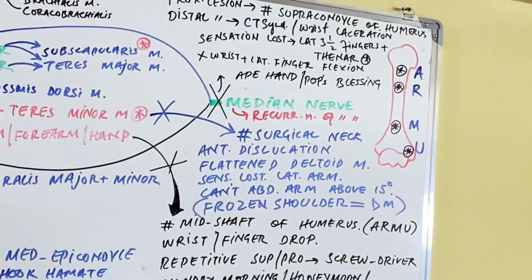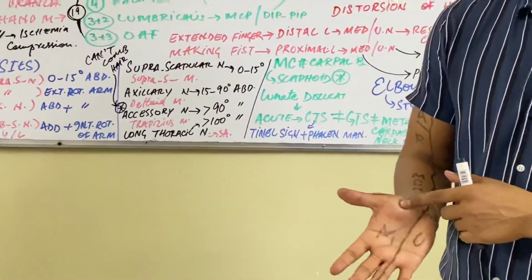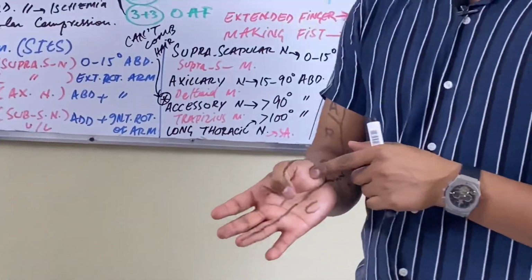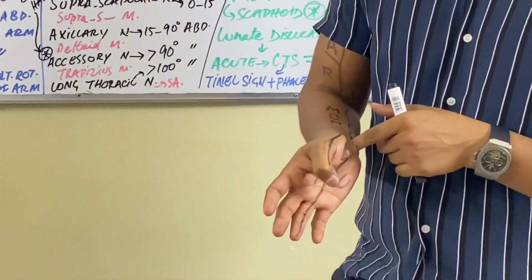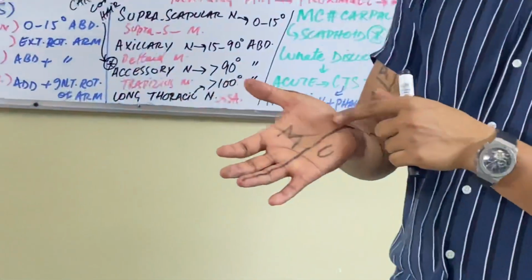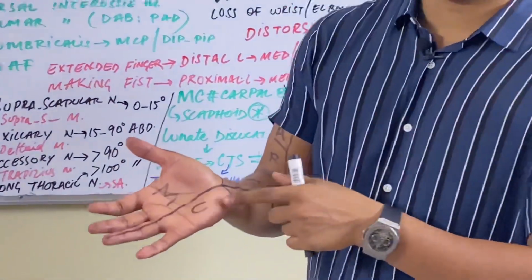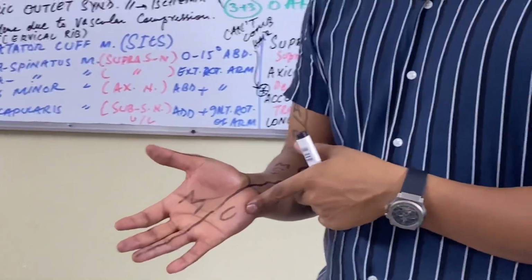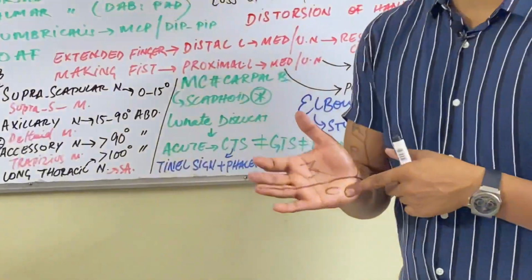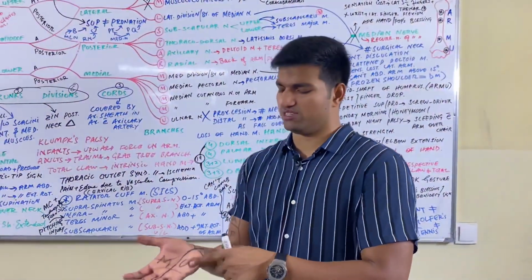Then the thenar muscles. We have discussed that there are thenar muscles and hypothenar muscles. For that we have a mnemonic called OAF: opponens pollicis muscle, abductor pollicis brevis muscle and flexor pollicis brevis muscle. These 3 muscles make the thenar muscles, and they are innervated by the median nerve. And OAF for the hypothenar muscles: opponens digiti minimi, abductor digiti minimi and flexor digiti minimi. They make the hypothenar muscles and they get innervation by the ulnar nerve.